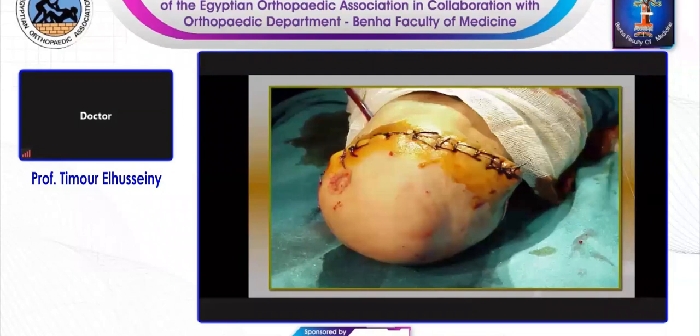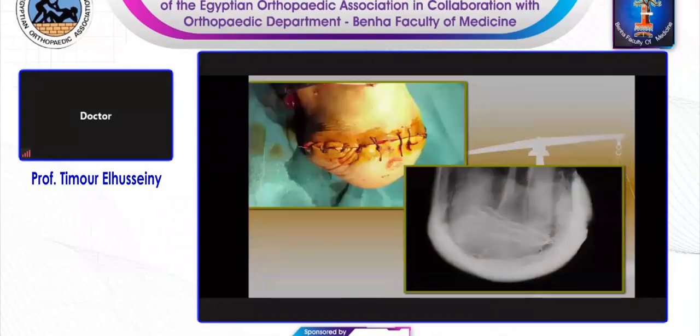This is after the closure, and this is after the closure with the X-ray. Syme amputation is a tibiotalar disarticulation associated with excision of the protrusions of the malleoli.